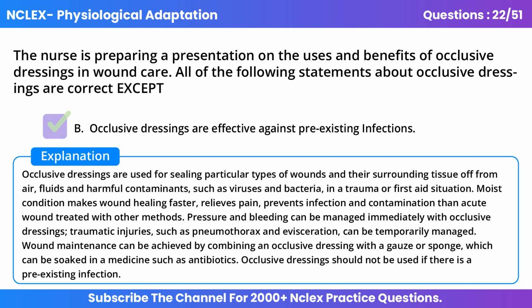Wound maintenance can be achieved by combining an occlusive dressing with a gauze or sponge, which can be soaked in a medicine such as antibiotics. Occlusive dressings should not be used if there is a pre-existing infection.